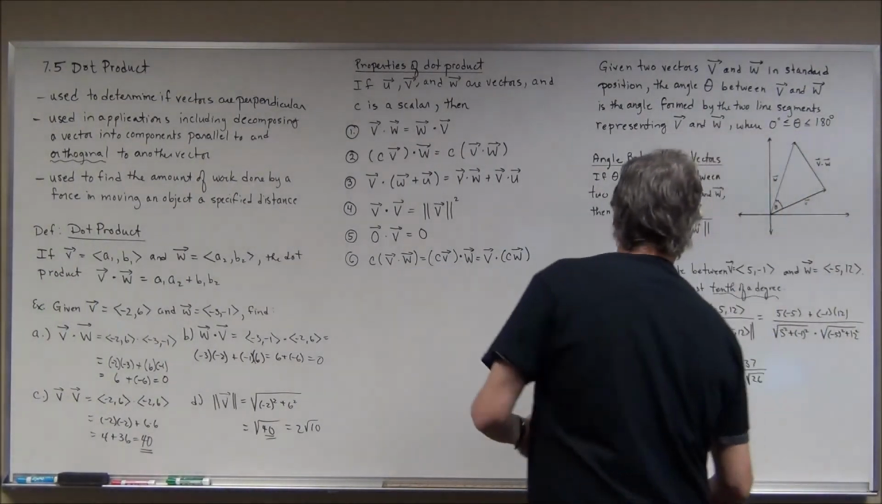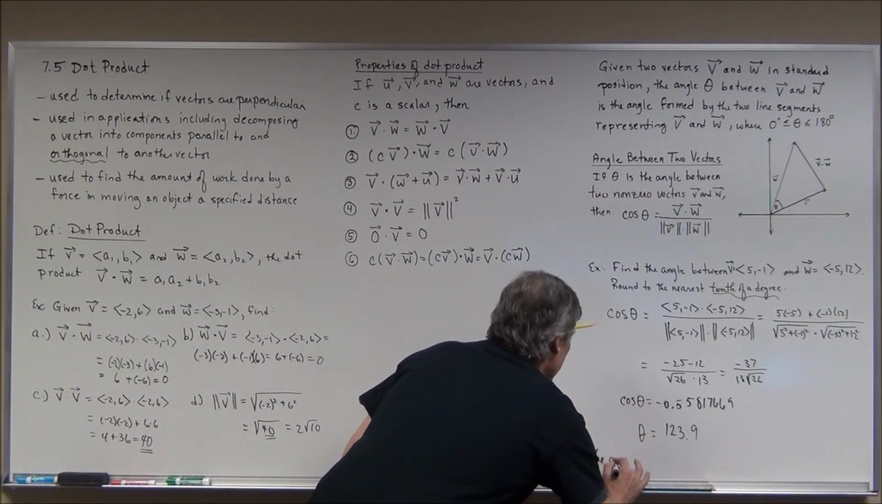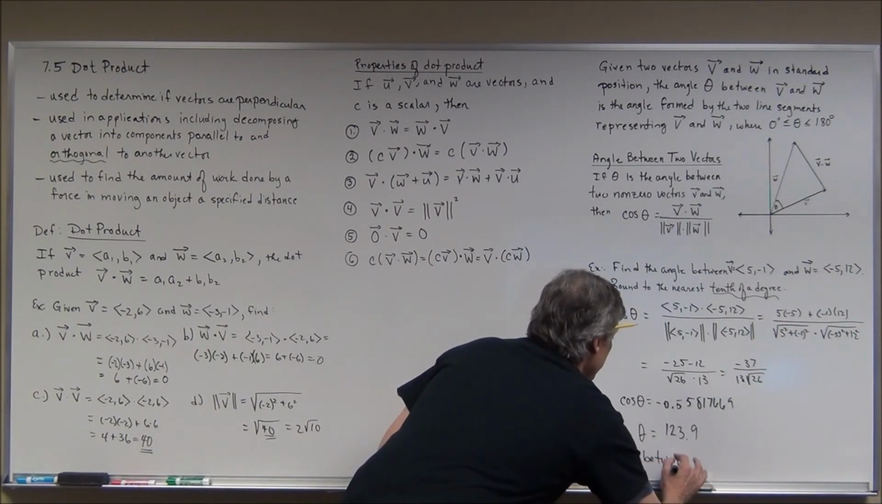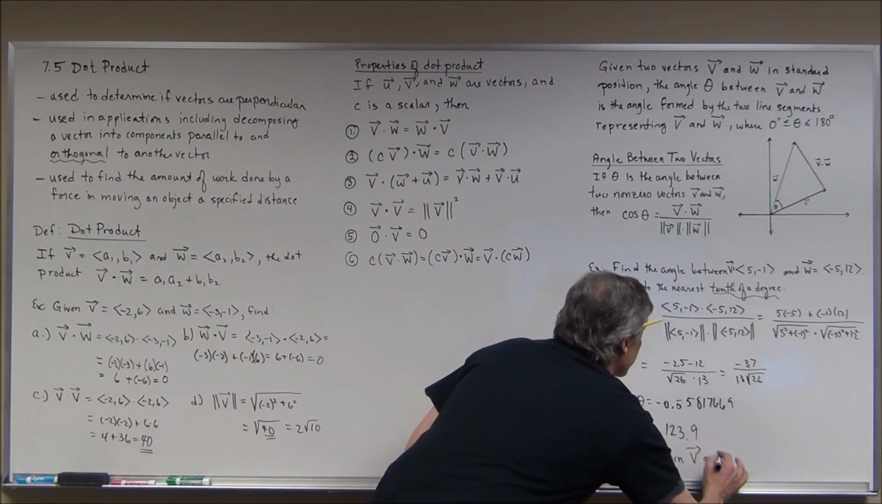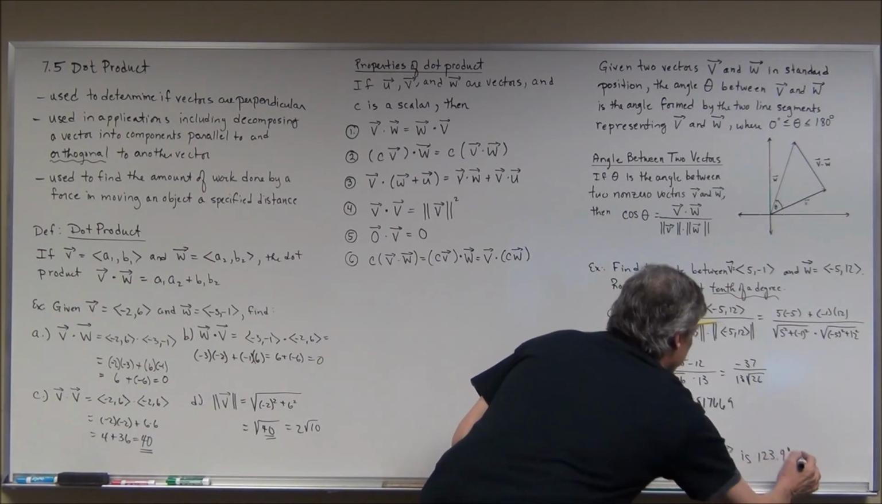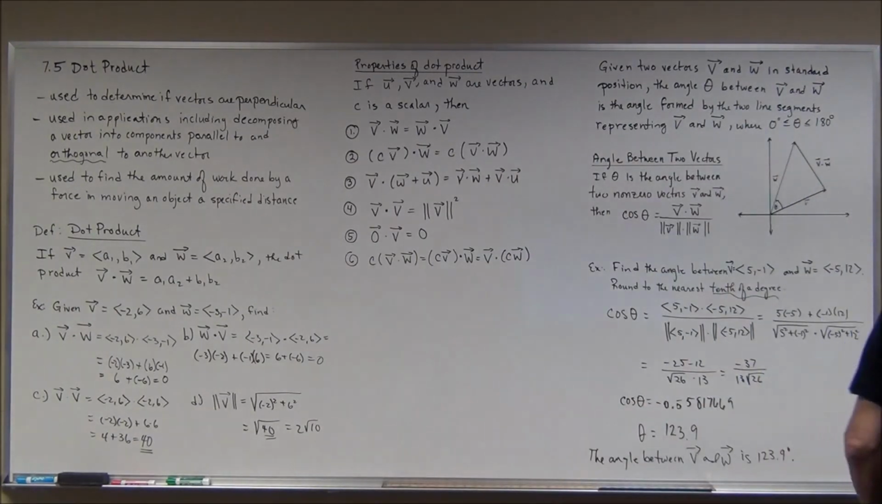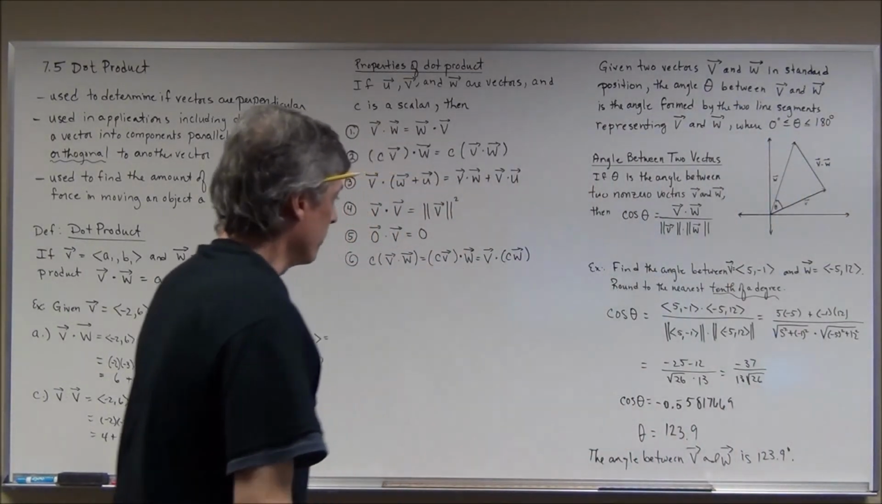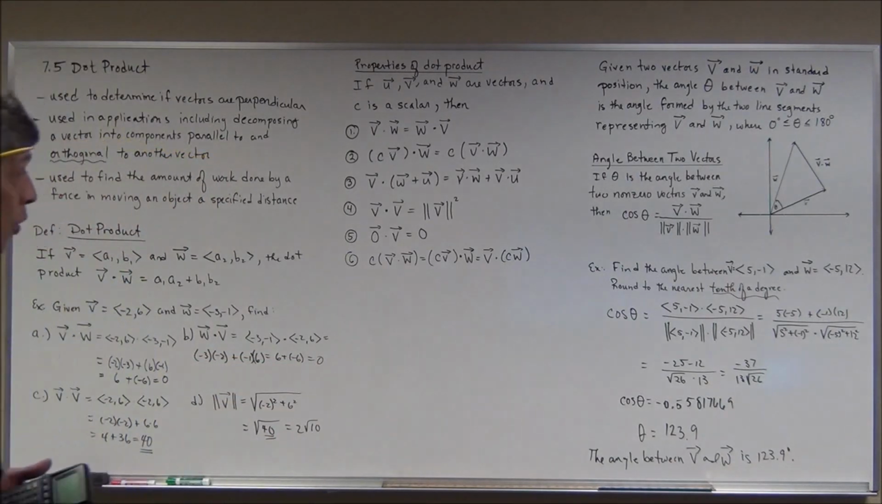So the angle between vectors V and W is 123.9 degrees. And that again is to the nearest tenth. So that's a neat little problem where we could find the angle. If you wanted to draw this out so that you could get an idea of what it looks like in standard position, I think you'll find that the angle formed would be obtuse and that this would make sense and hopefully would look very similar to what you have drawn out.